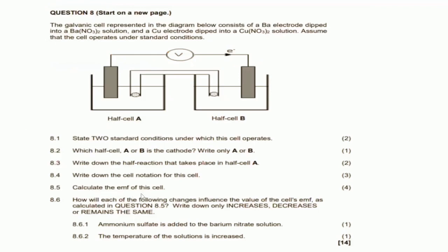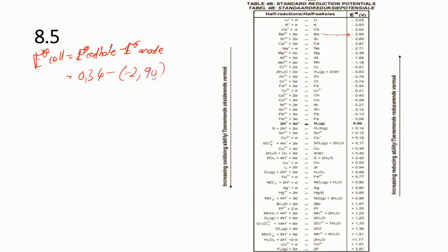Then 8.5 says calculate the EMF of this cell. So how do we calculate the EMF? Once again, we have E cell equals E cathode minus E anode. So which one is the cathode? It is the copper with a reading of 0.34, and the anode is the barium with the reading of, let's check, negative 2.90. Then 0.34 plus 2.90. This will give us 3.24 volts.